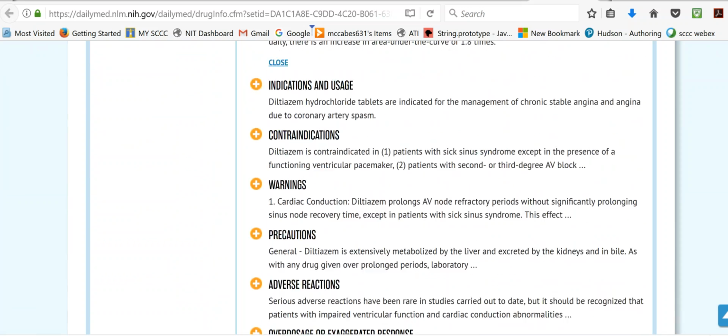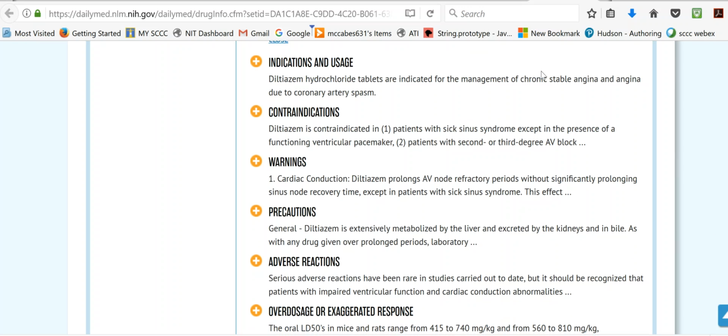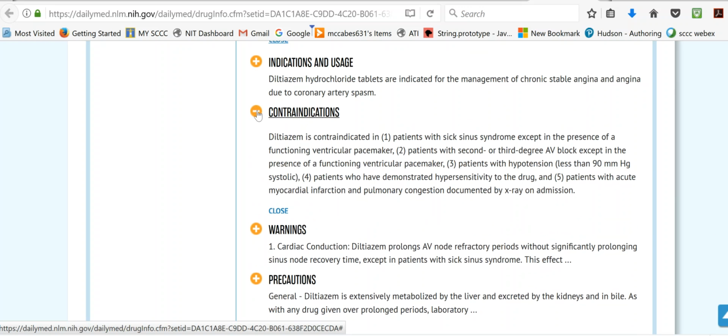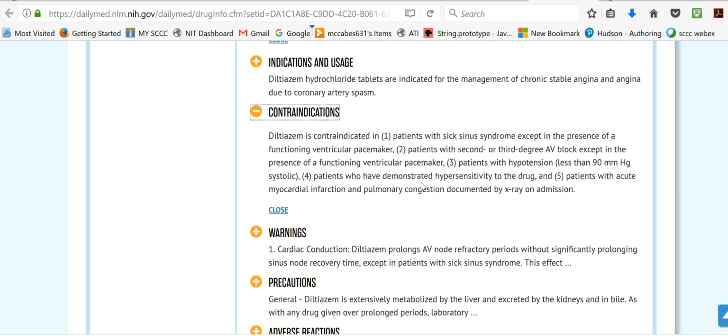Let's go down to contraindications. We see here that it's used for stable angina, not for heart attacks, but for angina. And that makes sense because it supplies more blood supply in the coronary arteries through its relaxation. It is not used in heart block, and it is not used in heart attacks or pulmonary congestion.